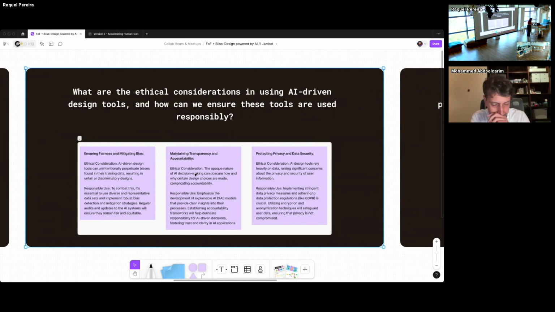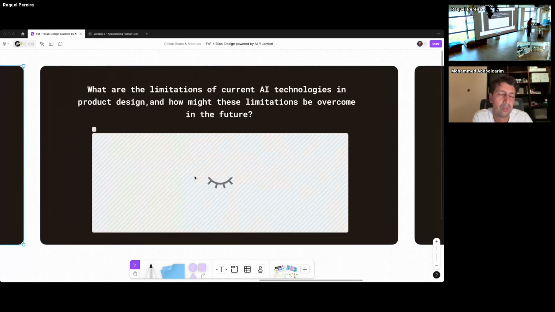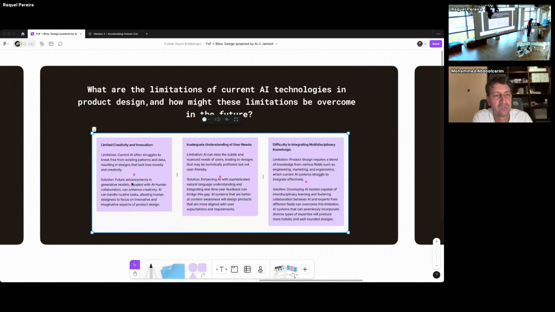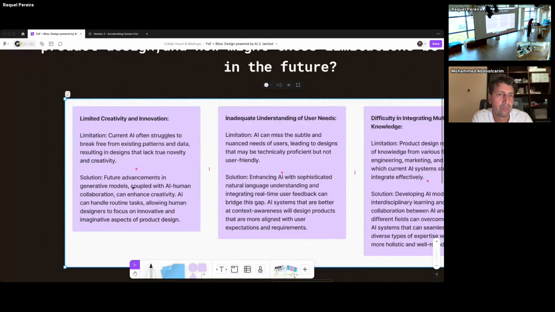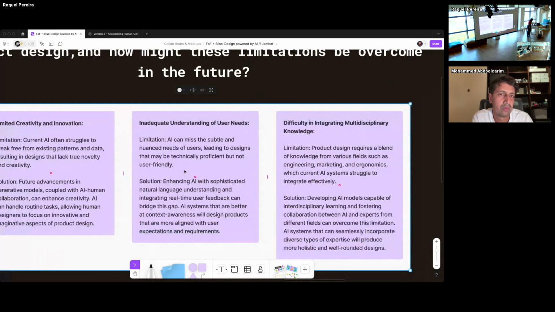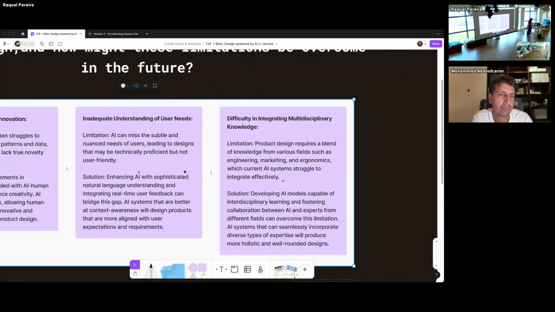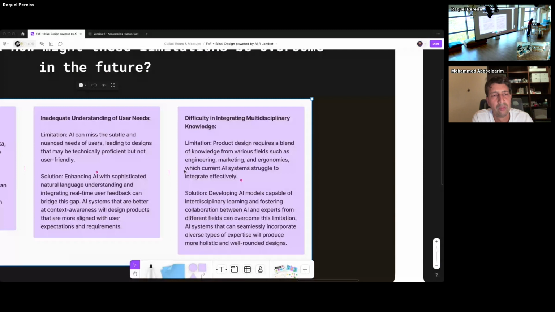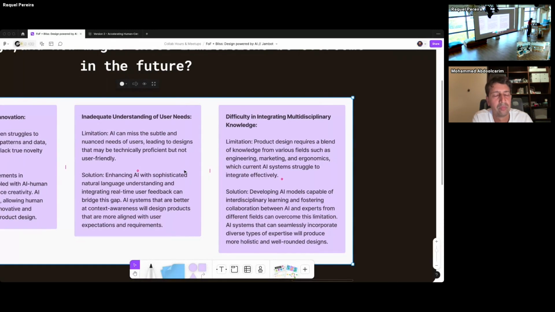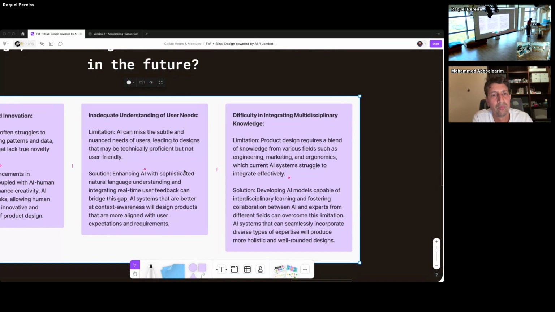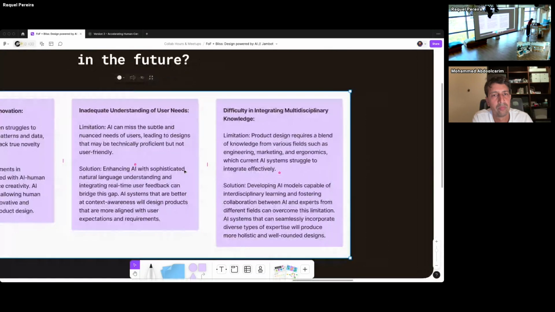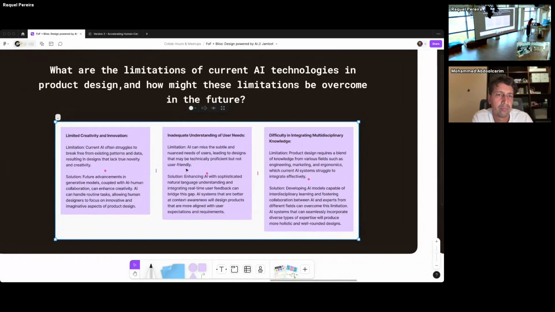Thank you so much. Then we also ask, what are the limitations of the current UI technologies in product design, and how might these limitations be overcome in the future? What he said is that we have limited creativity and innovation because current AI often struggles to break free from existing patterns in data. Then he said inadequate understanding of the user needs. I think this one might be polemic. And then difficulty in integrating multidisciplinary knowledge, which I think, depending on the version that you have of ChatGPT, is perhaps not that difficult. So I think this is also interesting.